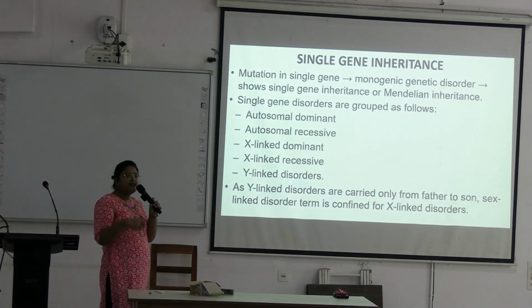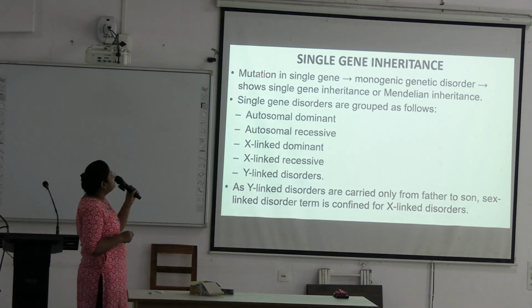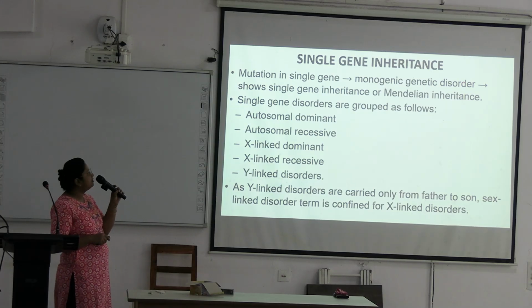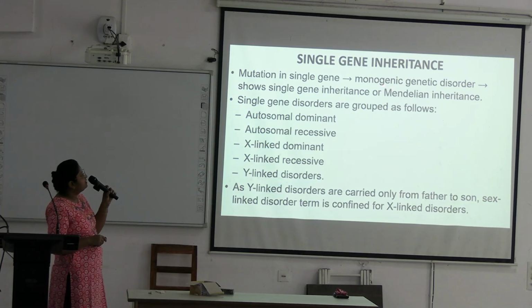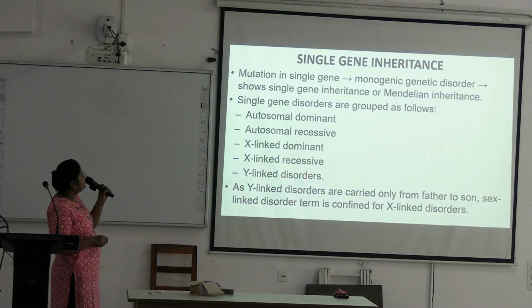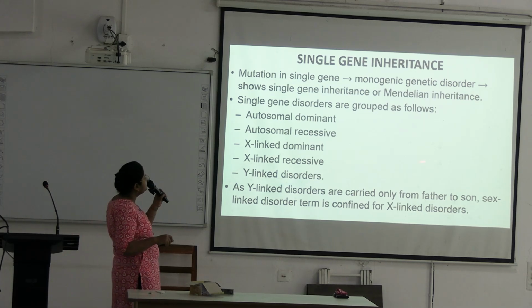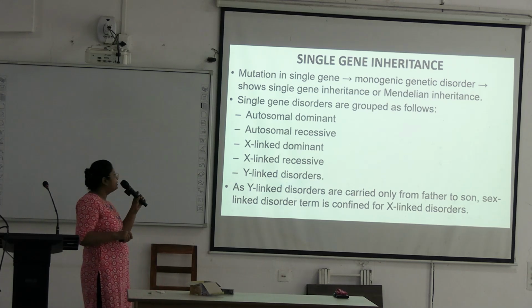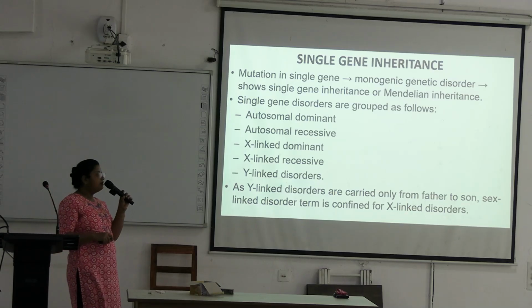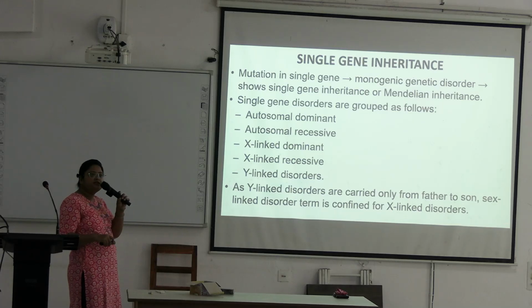So we'll discuss the inheritance in detail. First is single gene inheritance. Mutation in a single gene will lead to a monogenic genetic disorder. So, single gene inheritance, or Mendelian inheritance. Single gene disorders are grouped as: autosomal dominant, autosomal recessive, X-linked dominant, X-linked recessive, and Y-linked disorders. As Y-linked disorders are carried only from father to son, the term X-linked is confined to X-linked disorders.